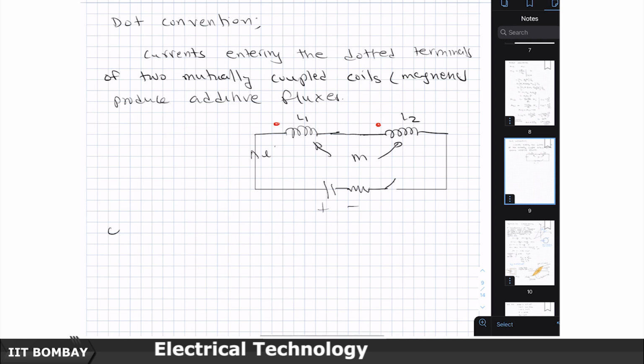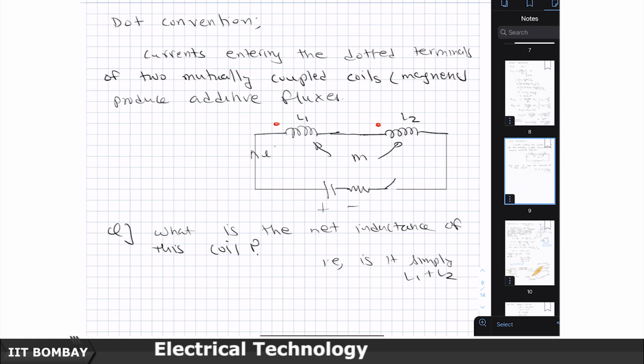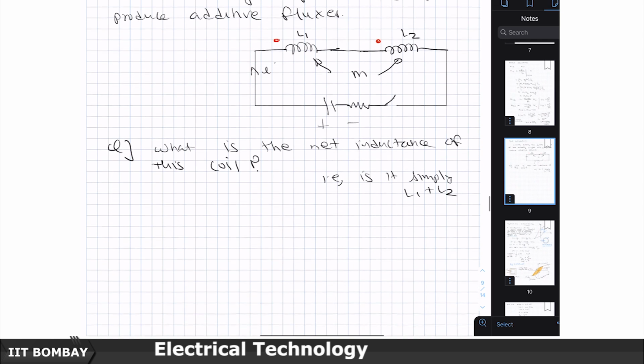So my question to you is, what is the net inductance of this coil? Is it simply L1 plus L2? It should not be, right. If L1 and L2 do not have any mutual coupling, then the net series inductance of the coil will be L1 plus L2. But the moment there is a mutual coupling between the two, the net inductance will change because of the effect of mutual inductance. Now, let us see how it changes.